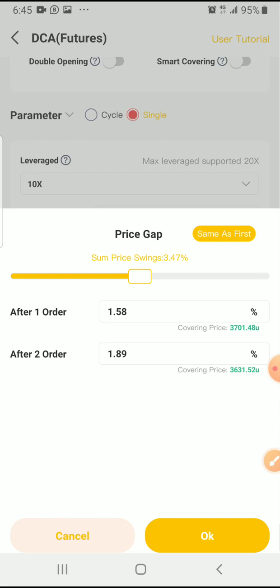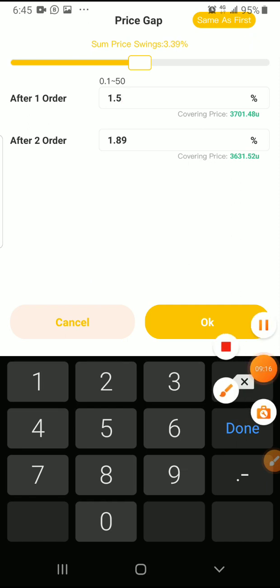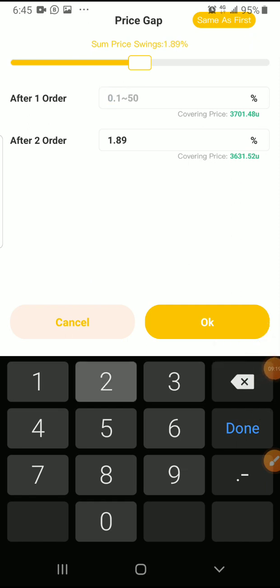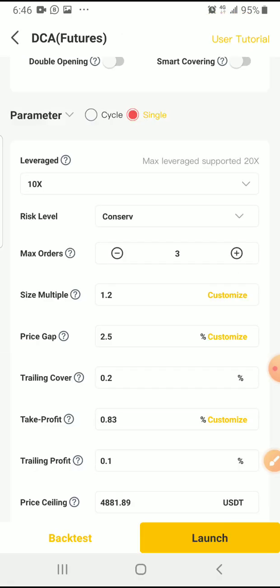Okay, but knowing how Ethereum behaves, I'm going to go with 2.5. Okay, 2.5. Or you could do 3. Okay, let me use 3 for the second one. So when Ethereum falls by 2.5%, the second order will kick in. When it falls by another 3%, then the third order will kick in. So that is how we choose the price gap. Okay, but you can change it to whatever you want. You could use 5%.